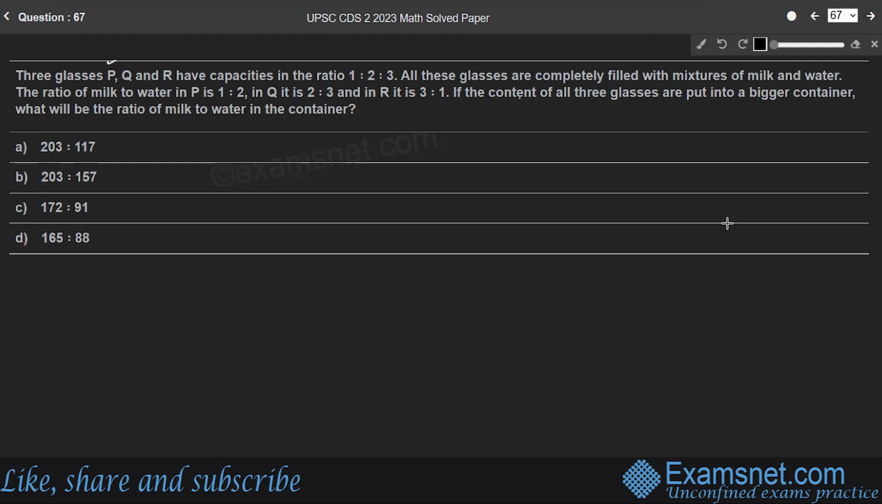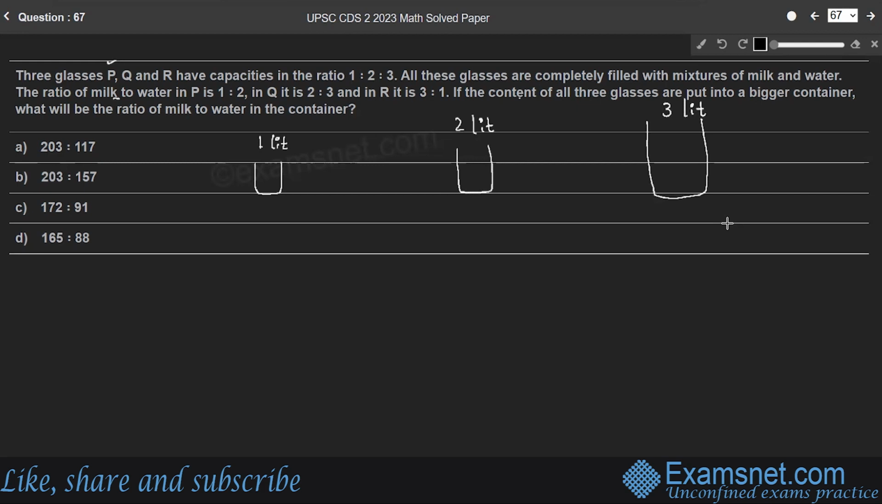So students, we will consider 3 containers, which have the capacity to fill milk and water in the ratio 1:2:3. So that means if the first container has the capacity of 1 liter, the second container will have the capacity of 2 liters of mixture, and the third container has the capacity of 3 liters, for example.